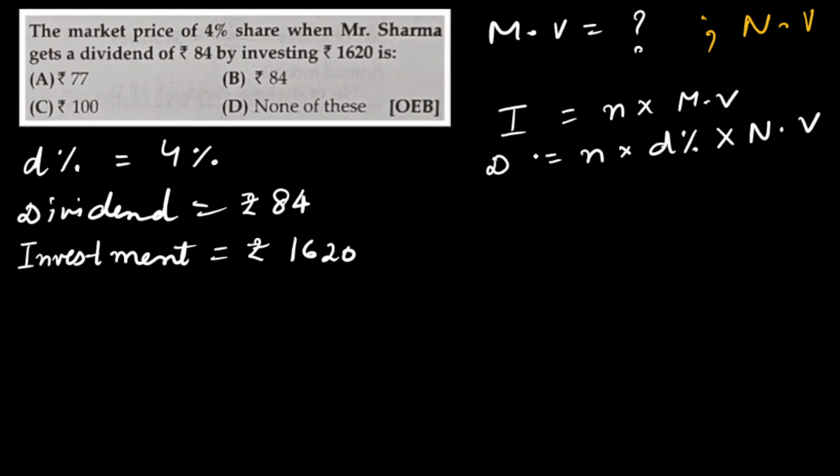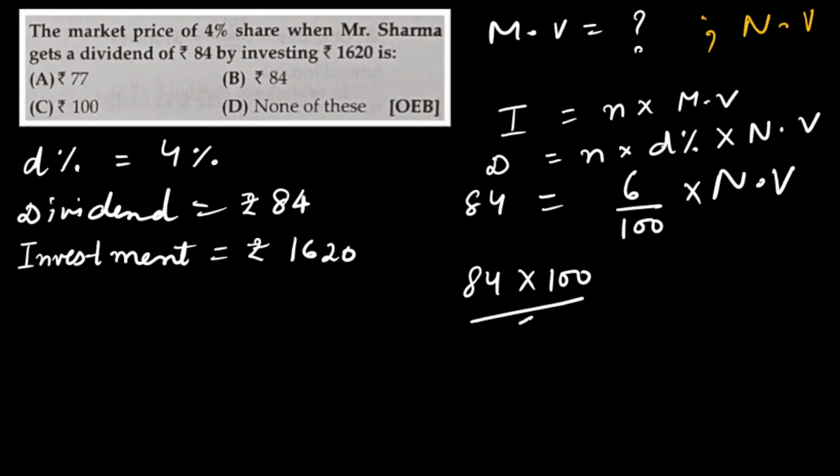So dividend is how much? I'll make use of this formula. So dividend is 84, n into 6 by, here I can assume n as 1, 6 by 100 into nominal value. If we can find the nominal value, so 84 into 100 by 6. So here what we will get? 84 by 100. This is not 6, this is 4.